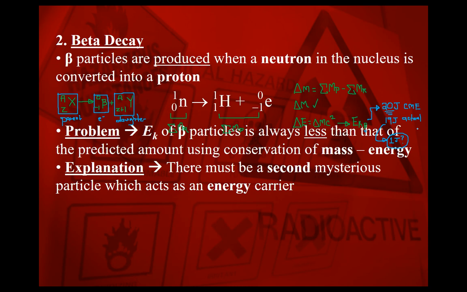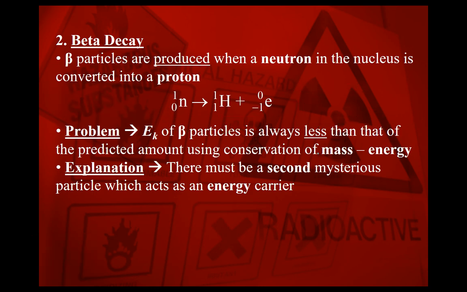Well, the problem with our equation for beta decay is there's actually another particle in the nuclear reaction. So there actually is a second particle that's acting as an energy carrier. So what do I mean by this? Let's erase all this ink here. We're missing another term. There should be another plus question mark for another term.